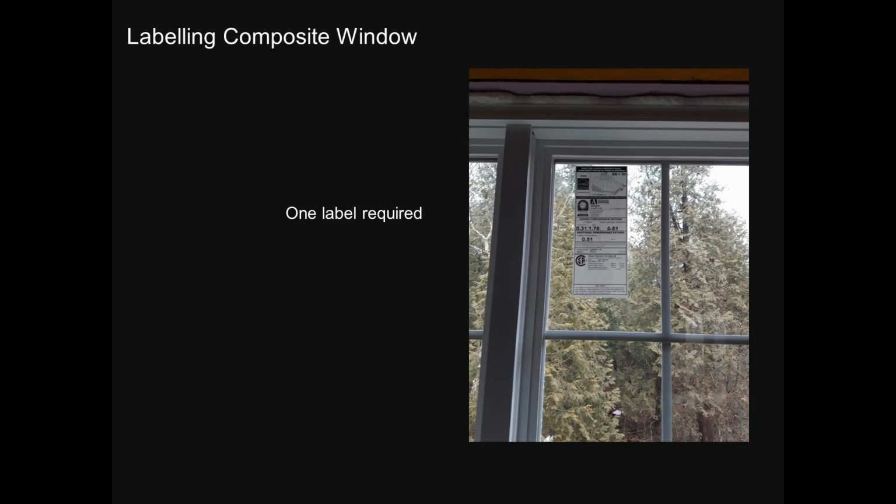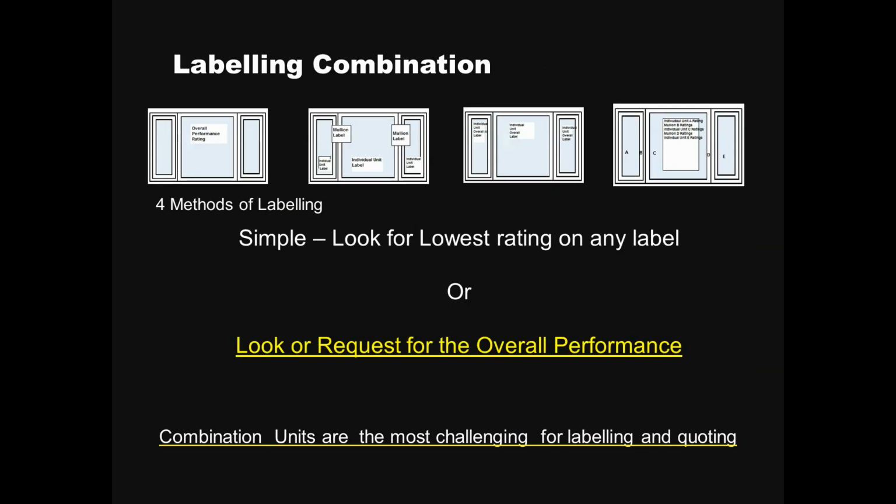Okay, labeling. Labeling sometimes can be a bit confusing. You got one label here required on a composite window. Okay, as we said, it's a composite window, so that's tested as one unit. You need one label required.